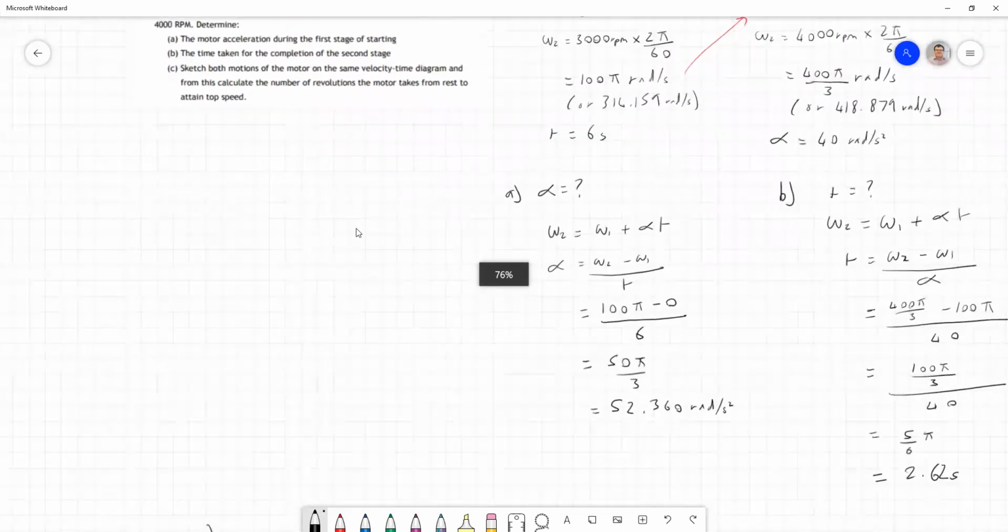So let's see what we're going to have to do. Sketch both motions of the motor. So both motions mean stage 1 followed by stage 2 on the same velocity time diagram. And from this, calculate the number of revolutions. I'll highlight that as another key word, because when we do this in rads per second, we're going to get an answer in radians first of all, so we need to convert this at the end, so we won't forget to do that. The number of revolutions the motor takes from rest to attain top speed. So that means from the start of stage 1 to the end of stage 2.